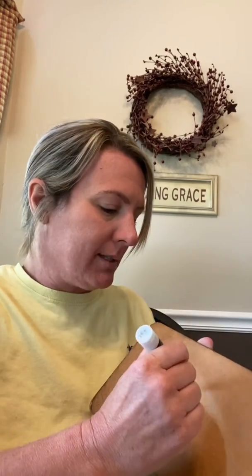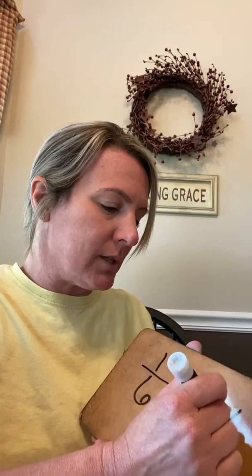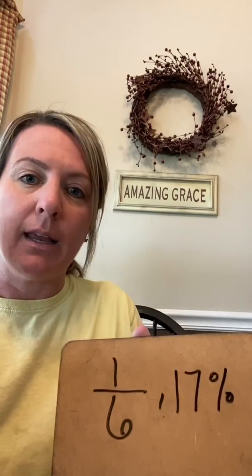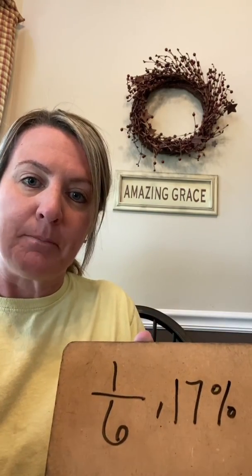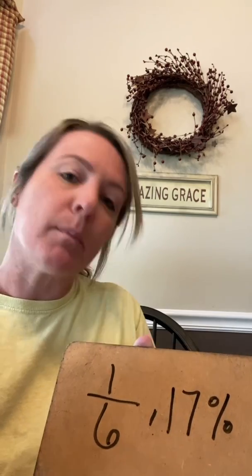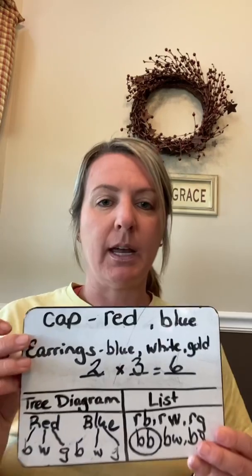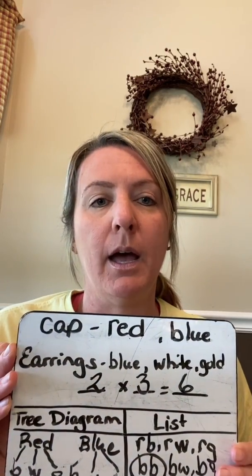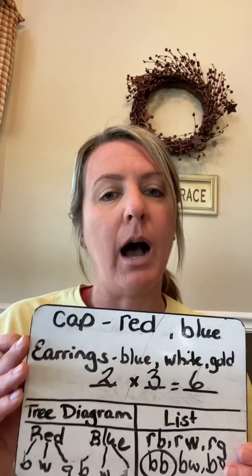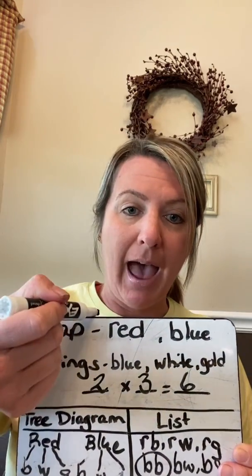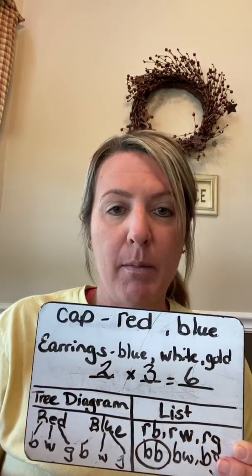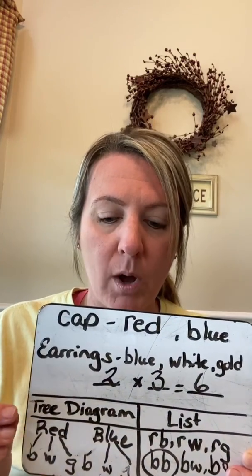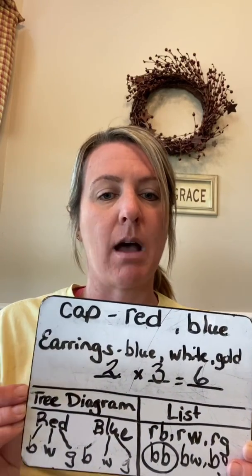And if we round that to the nearest percent, we would say that there is about a 17% chance that we could get the same colored cap and earrings. But we needed to know our sample space and our possible outcomes for that happening, okay? These are called compound events simply because you have more than one event happening in the trial. We're picking a cap, and then we're also picking a pair of earrings. So you have more than one event happening. So we call these compound events.